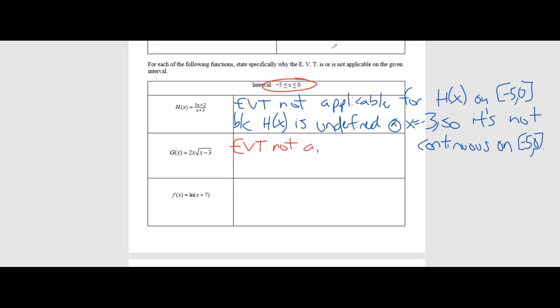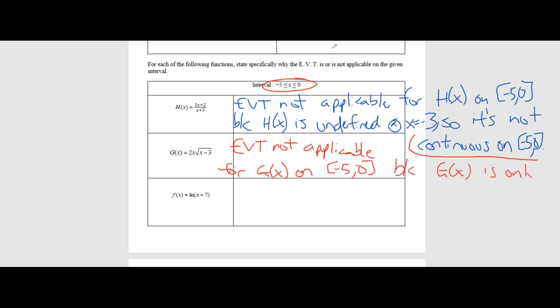EVT not applicable for g of x on the interval -5 to 0, because g of x is only defined on the interval 3 to infinity, right? Any number 3 or larger, g of x works. Any number less than 3, it is undefined.